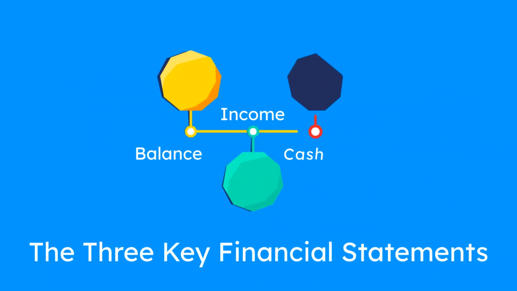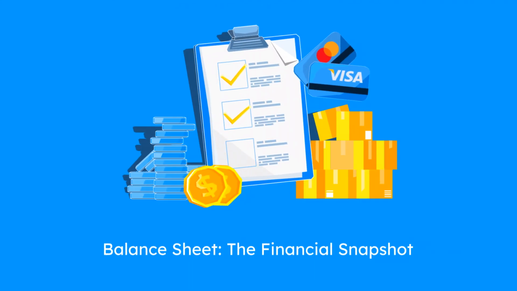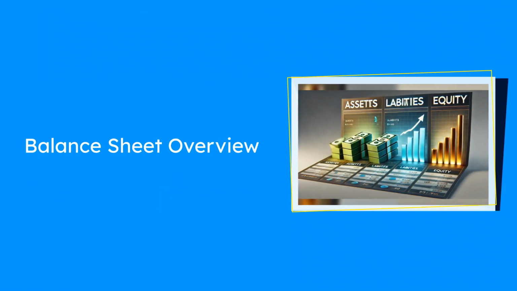All right, let's start with the essentials. Every company has three key financial statements, and they're like the heart, lungs, and brain of the business. First, balance sheet, the financial snapshot. The balance sheet shows what a company owns (assets), owes (liabilities), and what's left for shareholders (equity). It's like a snapshot of the company's financial health at any point.